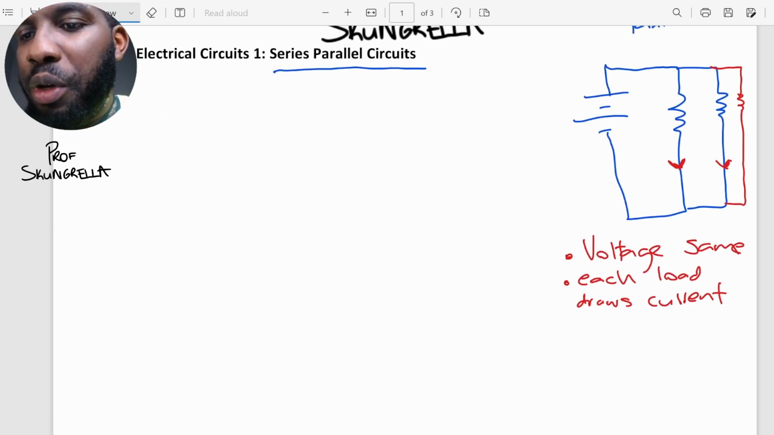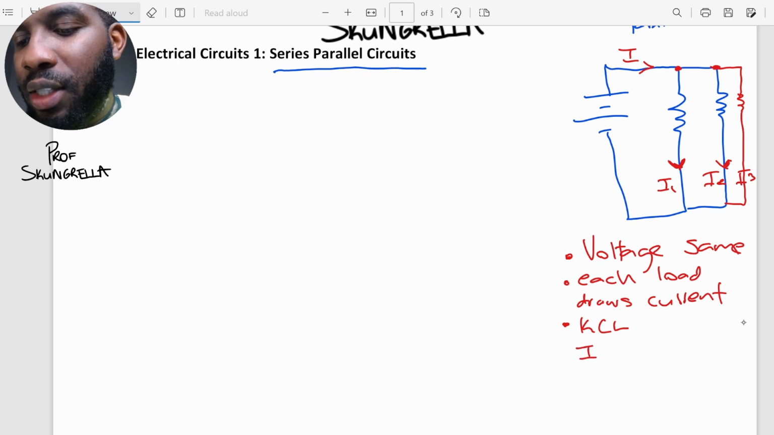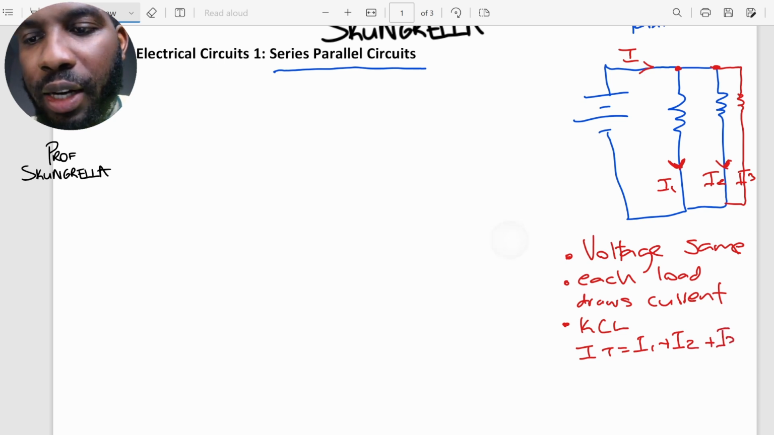And we also said that we use the principle of Kirchhoff's current law that says that the current entering the node is equal to the current leaving the node, right? So if this is our total current here, it's going to equal I1 plus I2 plus I3. This is called Kirchhoff's current law, KCL, and it says that IT is equal to I1 plus I2 plus I3, right?